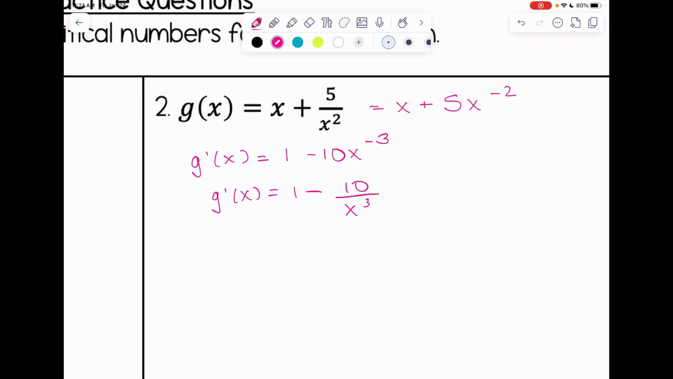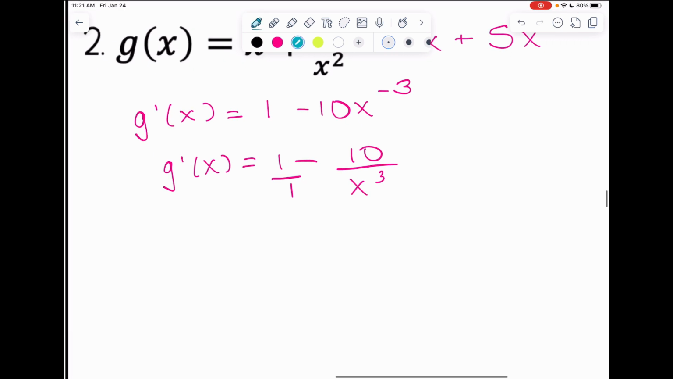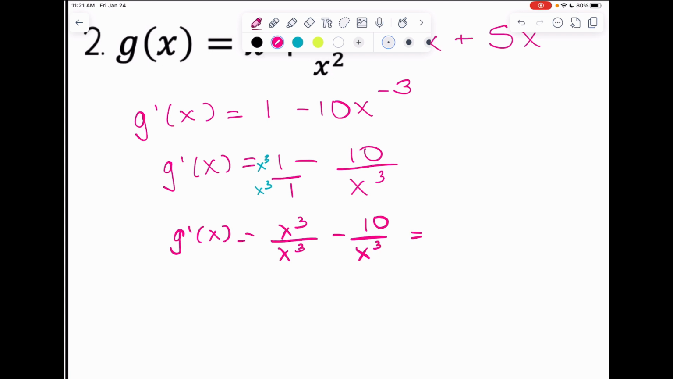A suggestion when finding critical numbers and you have two terms like this where one is a fraction and one is not, is let's get them both to be fractions by using common denominators. So I can multiply here by x cubed, top and bottom, so that I have a new expression here. I have x cubed over x cubed minus 10 over x cubed. And now that we have common denominators, we can actually combine the terms in the numerator.